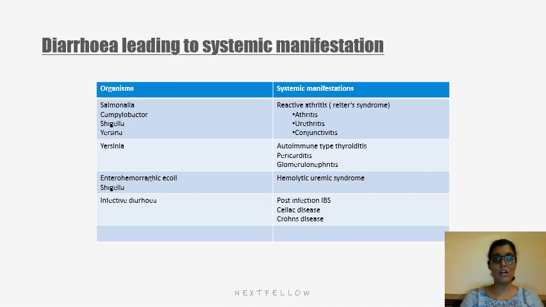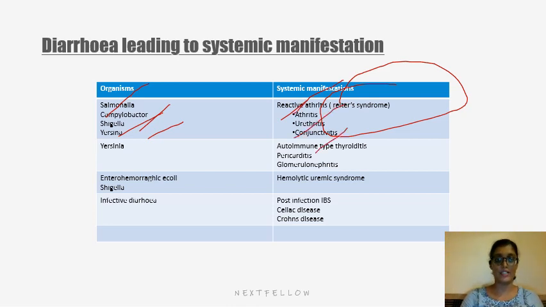So, the systemic manifestations of diarrhea: Salmonella, Campylobacter, Shigella, and Yersinia cause reactive arthritis, also known as Reiter syndrome. The triad of Reiter syndrome is arthritis, urethritis, and conjunctivitis. Yersinia also causes autoimmune-type thyroiditis, pericarditis, and glomerulonephritis.